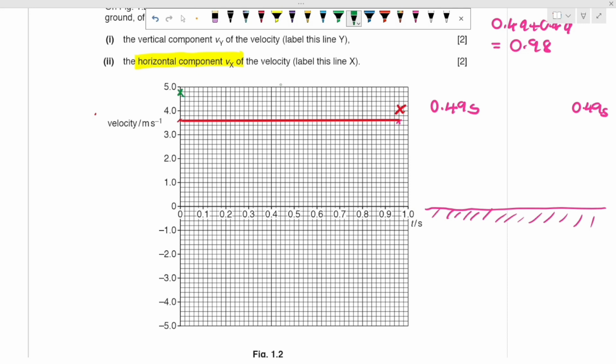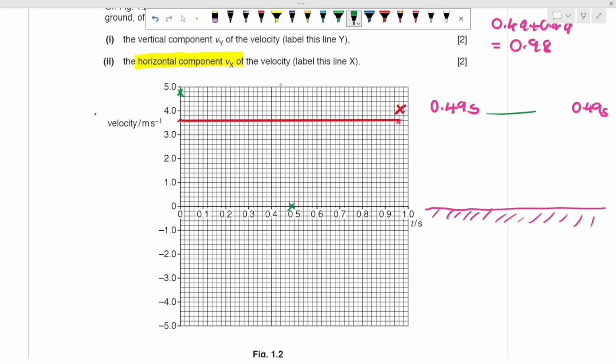Then we're going to reach the maximum height at 0.49. That's a very, very important clear distinction. At 0.49, we're going to reach the maximum height. And at the maximum height, the vertical velocity will actually be 0. There will be no vertical velocity because your body will almost be stationary, right? So if you have 0.42, 44, 46, 48, 49, somewhere here.